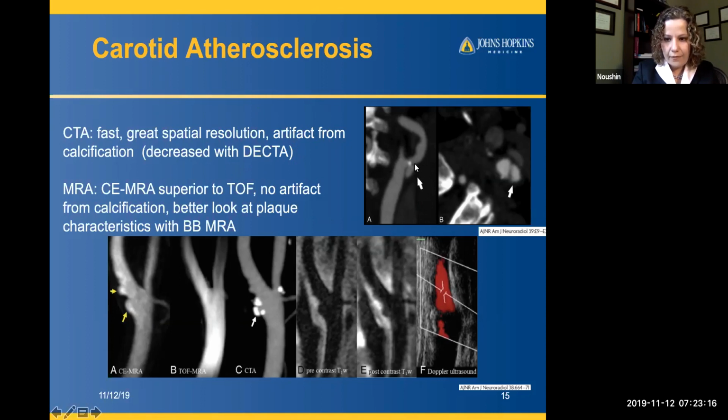This is an example of an ulcerated plaque. So this is the common carotid and the proximal internal carotid. There is an ulcer, there's a little calcification, and this is the ulcer crater. You see contrast pooling in it.